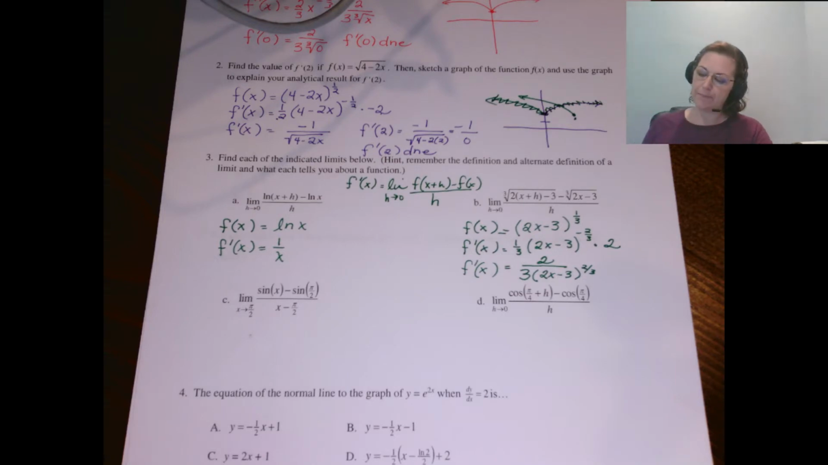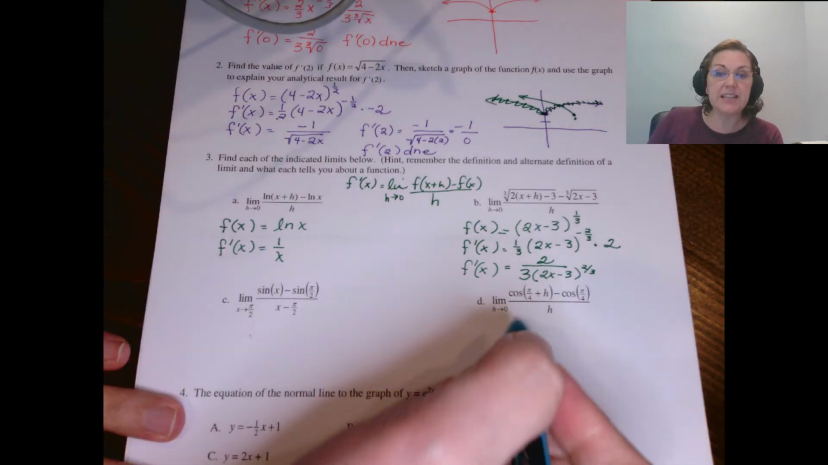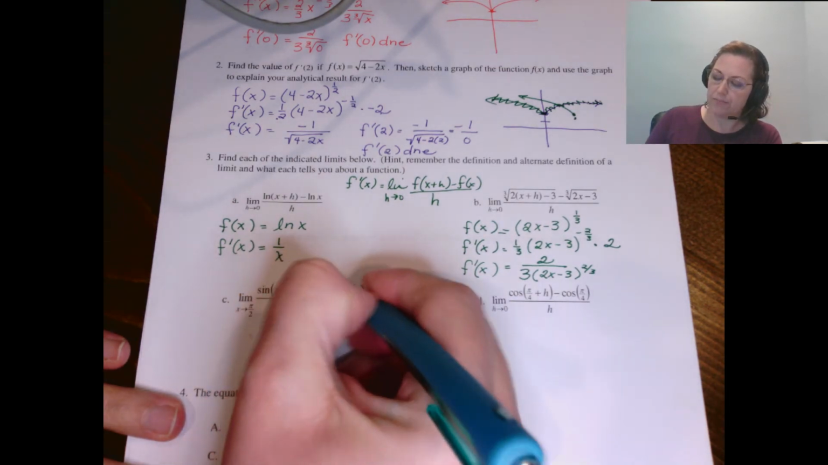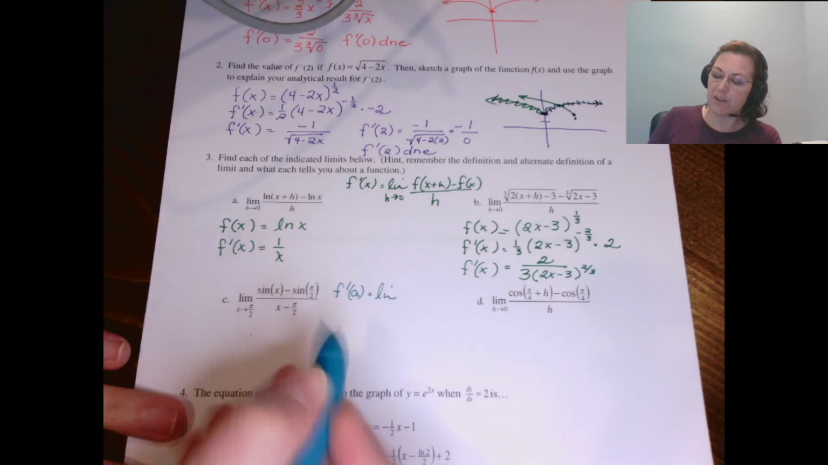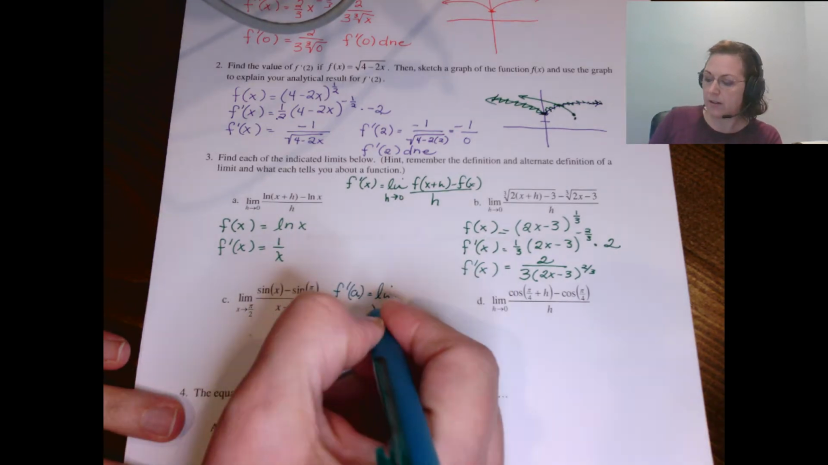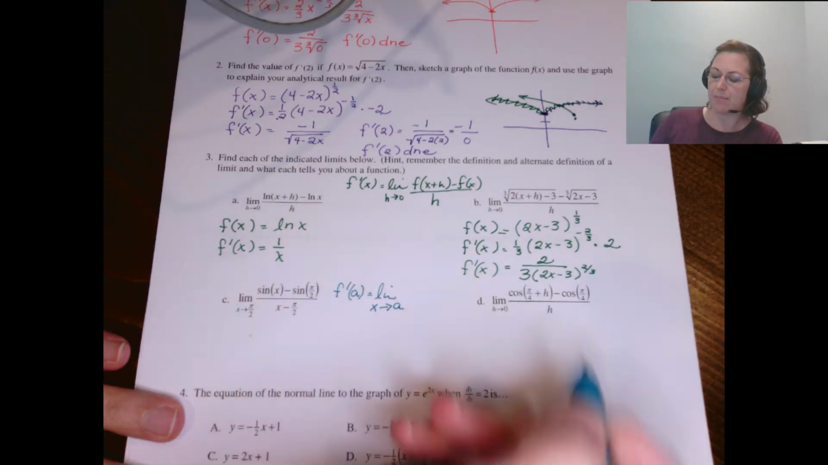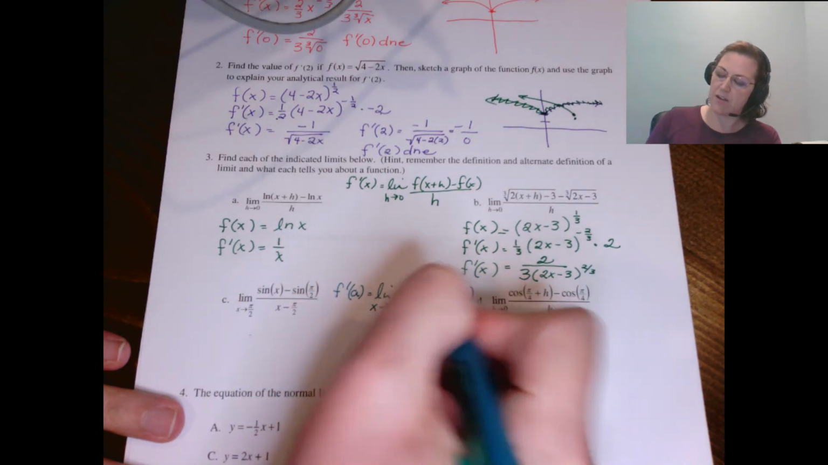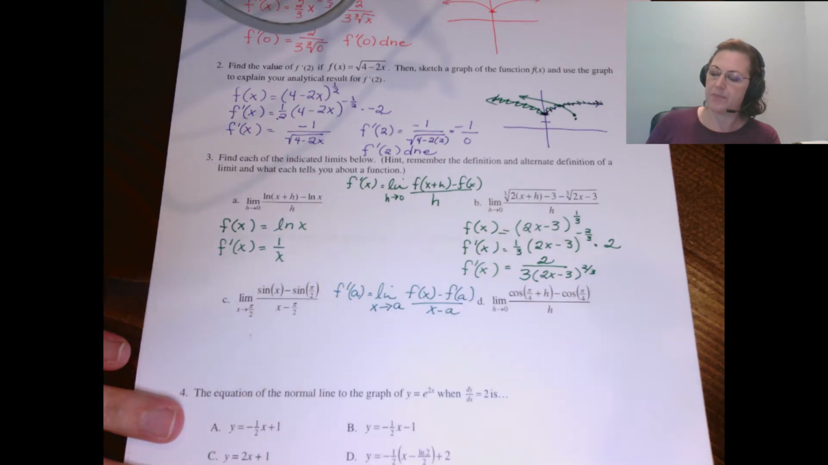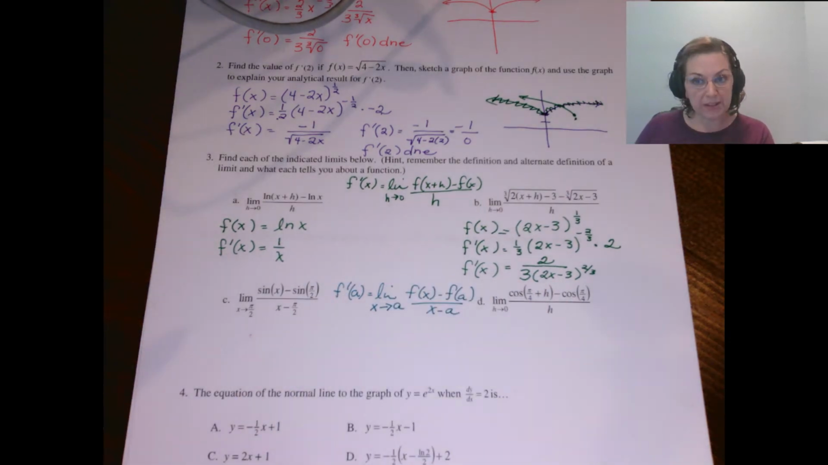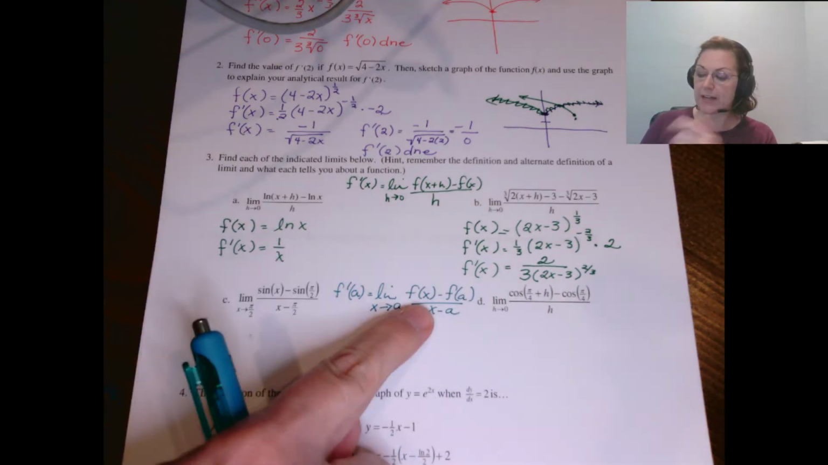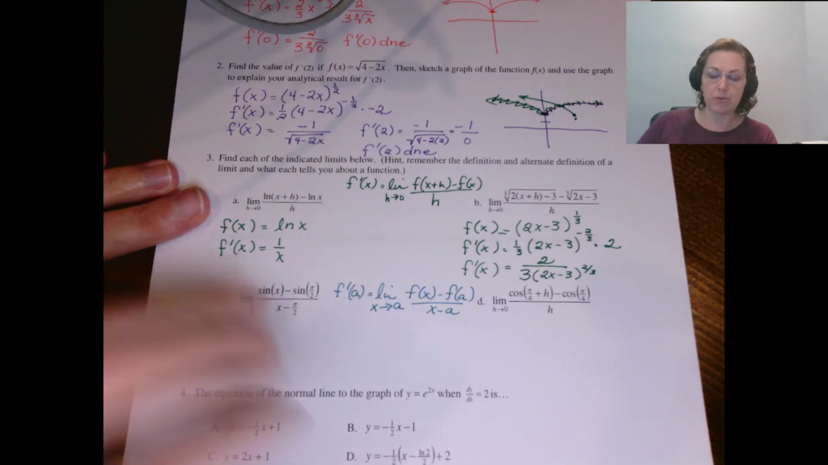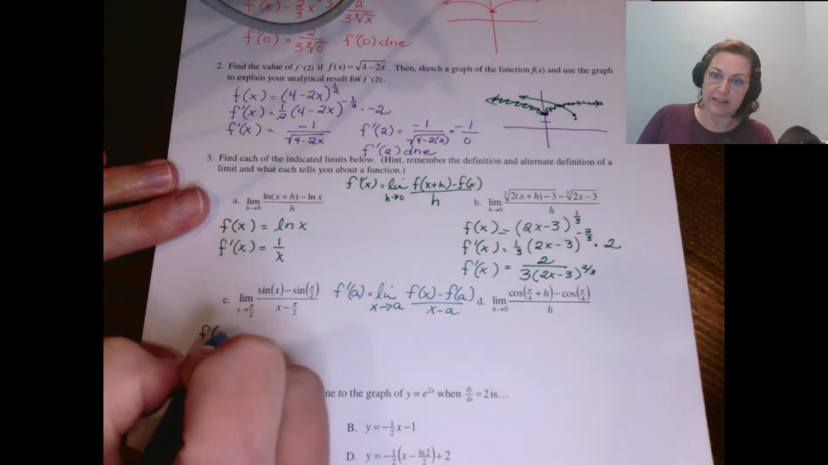Now, C and D follow the alternate definition of the derivative, which says that if you want to find the derivative at a point, let x approach that point, and then we have f of x minus f of a over x minus a. So the trick here is we've got to pull out the function again. Notice it's located in a different place. So when you're looking at C, you're going to pull out that the function is sine of x.